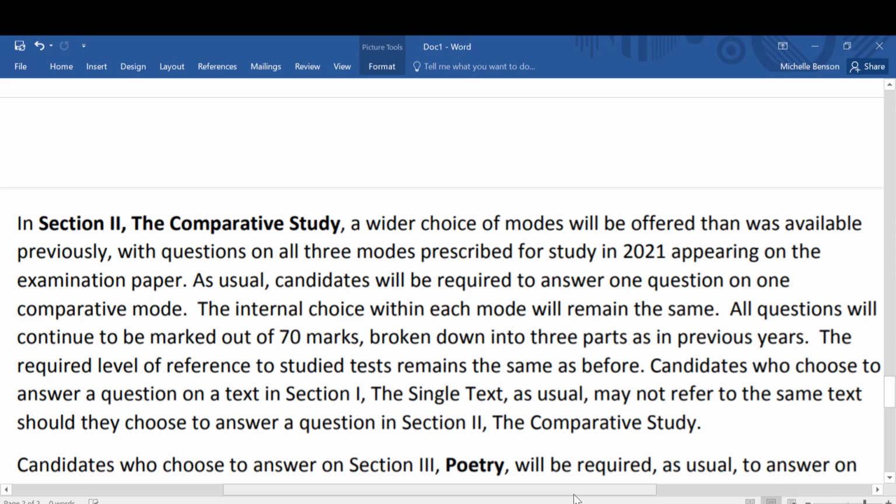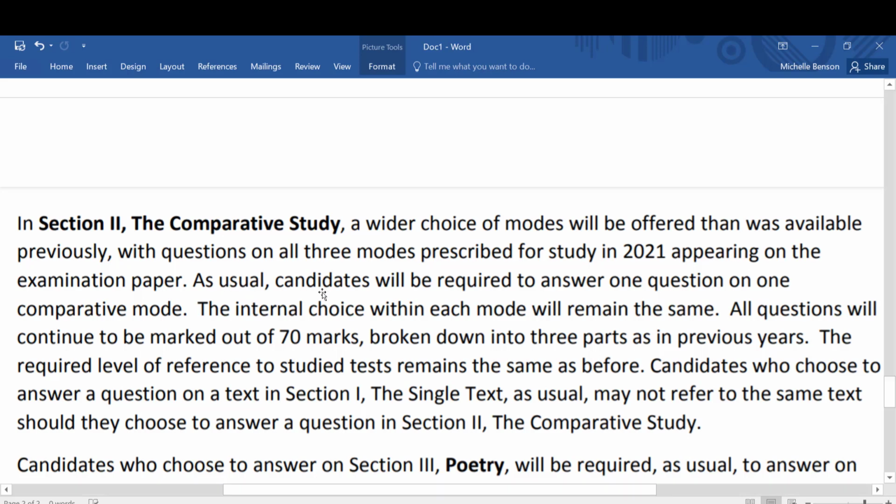Okay, let's talk about section 2, the comparative study. A wider choice of modes will be offered than was available previously, with questions on all 3 modes prescribed for study in 2021 appearing on the examination paper. So our modes this year are relationships, social setting and theme. All 3 modes will be on the paper.